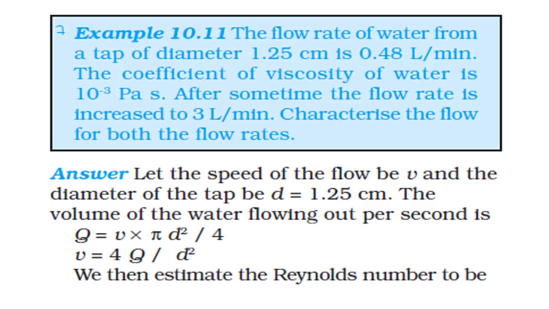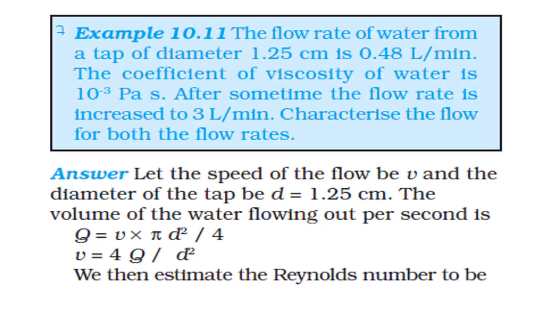Let's solve example 10.11 of NCERT. The flow rate of water from a tap of diameter 1.25 centimeter is 0.48 liter per minute, and the coefficient of viscosity of water is 10 to the power minus 3 Pascal second. After some time, the flow rate is increased to 3 liter per minute. Characterize the flow for both the flow rates.